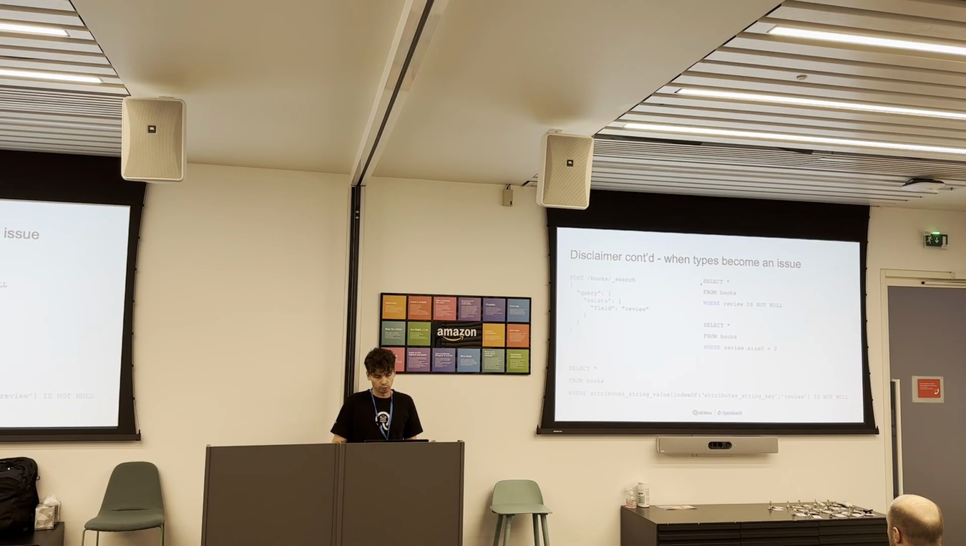However, when we enter the SQL world and SQL tables, well, if review is just a text field, we're fine. Okay, we just select books where review is not null. If review is an array, we might need to do something like that. If reviews are some sort of map, we will have to do something like that. So our queries might slightly differ depending on the type that we are handling on the SQL's end.